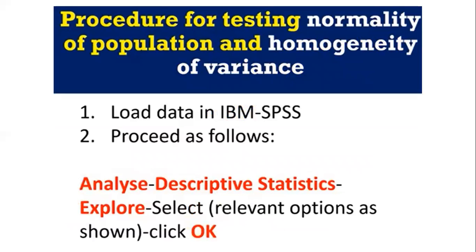Now, what is the procedure for testing for normality of population, and also for testing for homogeneity of variance? The first thing you need to do is load your data in IBM SPSS. You hear people saying SPSS, that is wrong. It's just as if I say Adewusi is my surname, but my real name is Fool. IBM International Corporation bought over SPSS, so the right name for it is IBM SPSS.